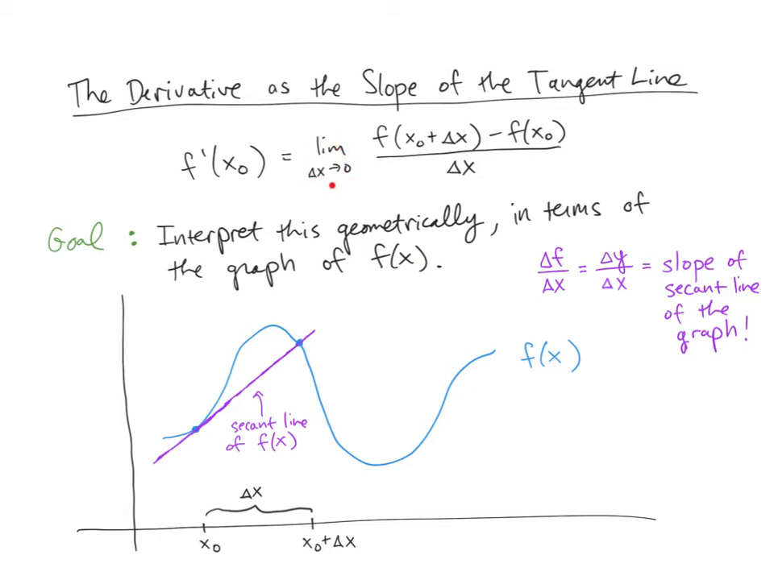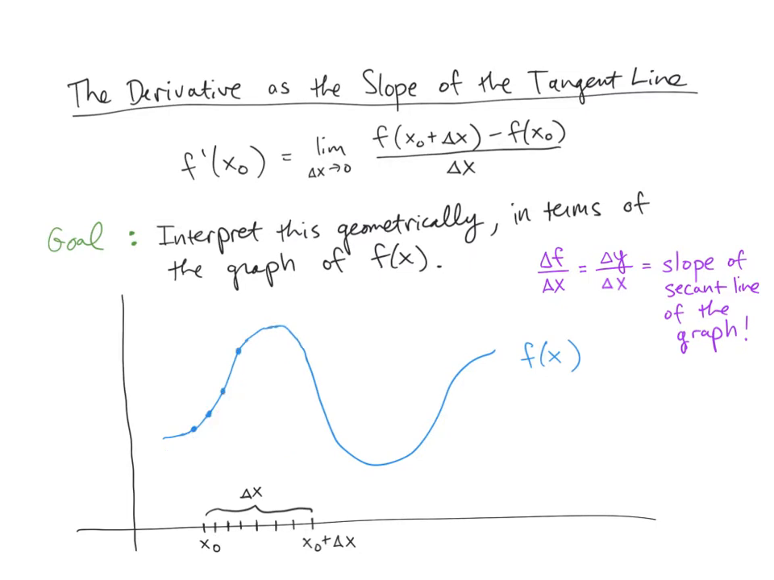So we need a way to interpret this full expression geometrically with the limit included. And for that, we're going to imagine that this delta x is going to 0. So as delta x goes to 0, this interval shrinks shorter and shorter and shorter. You can imagine a sequence of points that are shrinking back towards that point x0.